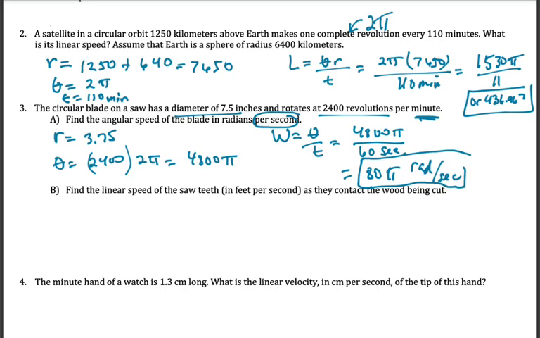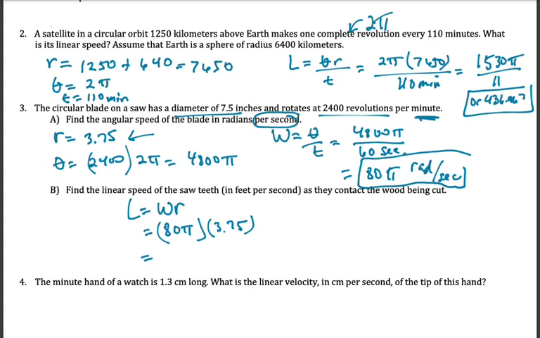Okay, let's do another example. Find the linear speed of the saw teeth in feet per second as they contact the wood being cut. So we said linear speed was the same thing as omega times the radius. We got the angular speed was 80 pi. We know our radius from up here, it's 3.75. Multiplying that out, we end up with, let's see. I just realized I made a mistake.